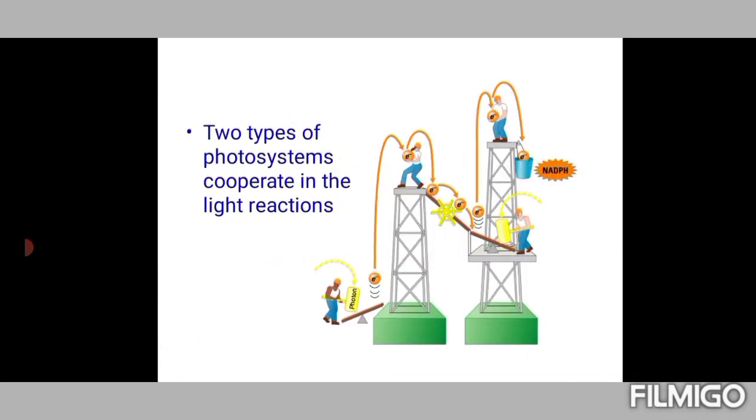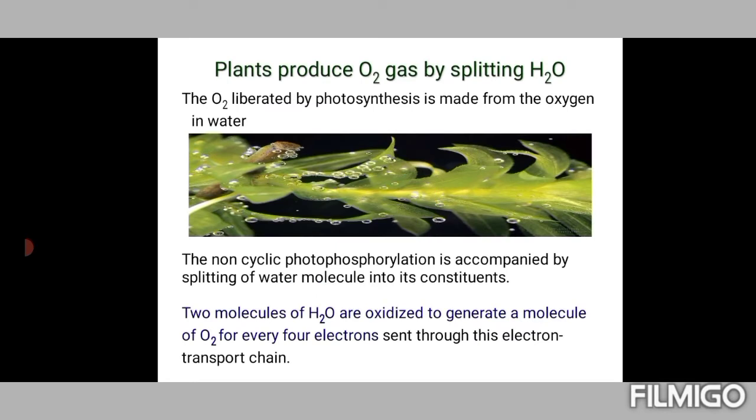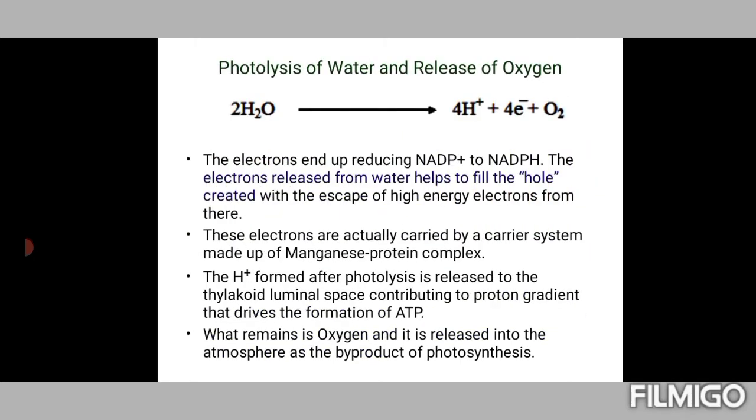Now, two types of photosystems cooperate. This is what we have already discussed. Photons here, photons here. This is the ATP mill, the cytochrome b6f complex, and NADPH production. And we have also discussed the production of oxygen, that is from water, not from carbon dioxide. This has been proved by radioisotope studies. Two molecules of H2O are oxidized to generate a molecule of oxygen for every four electrons that pass through this transport chain. This is the equation for it, and we have already discussed all these things.